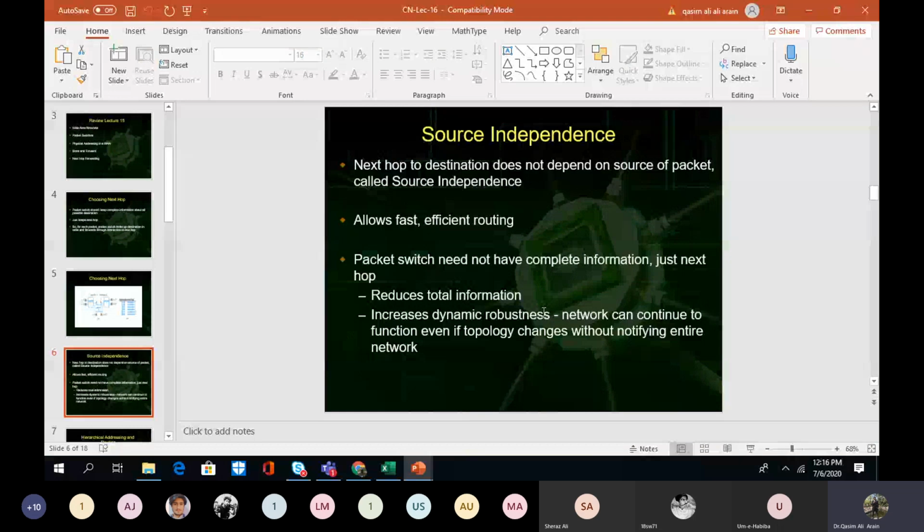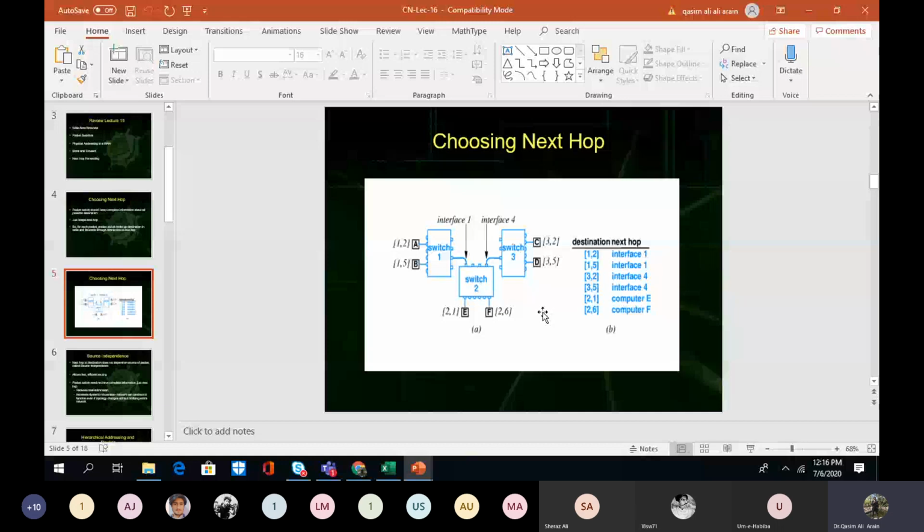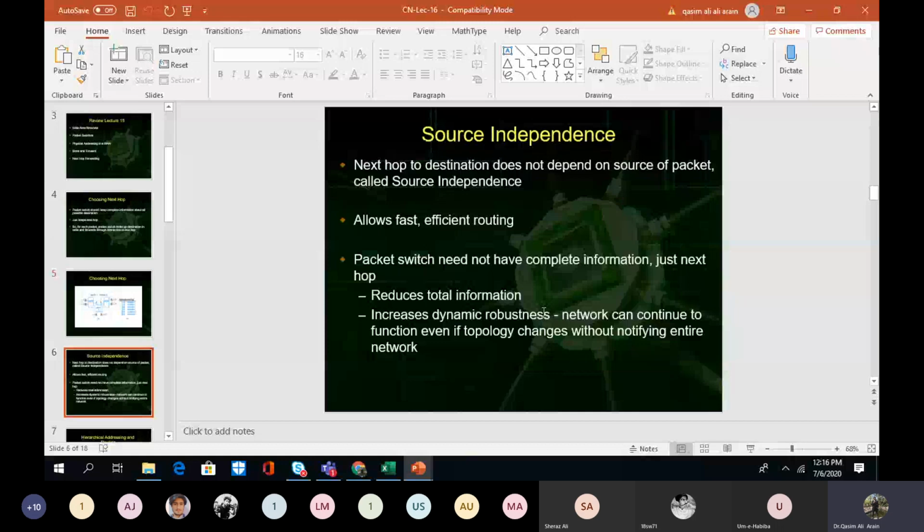Okay, so source independence, this is another concept. Now what is the source independence concept? Next hop to destination does not depend upon the source of a packet, called source independence. It allows fast, efficient routing. A packet switch needs not have complete information, just the next hop. It reduces total information and increases dynamic robustness. The network can continue to function even if topology changes without notifying the entire network.